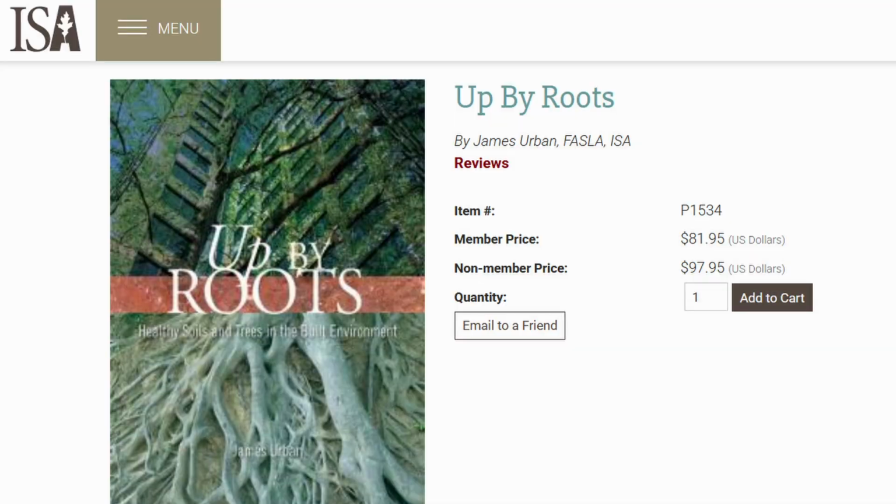The first one is Up by Roots. I'm gonna be honest, I haven't read this book in its entirety. In the section that I did read, it was talking about soil science, and it was kind of off. There were some details that did not match the soil science textbook that I was also reading, and that immediately increased my skepticism towards this book. So in looking at it, who wrote this?